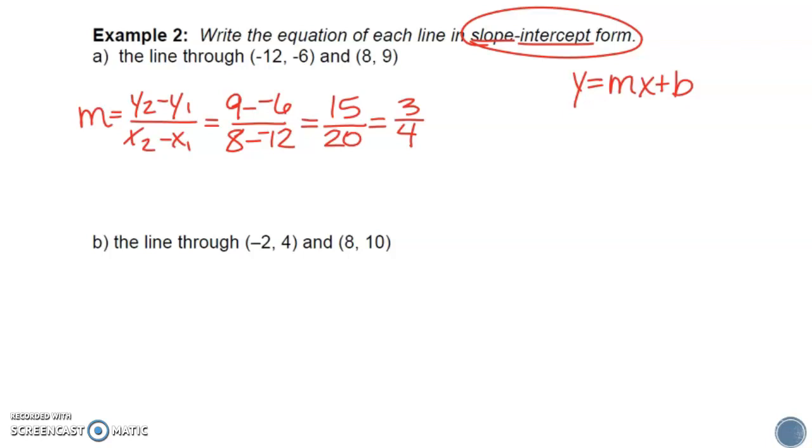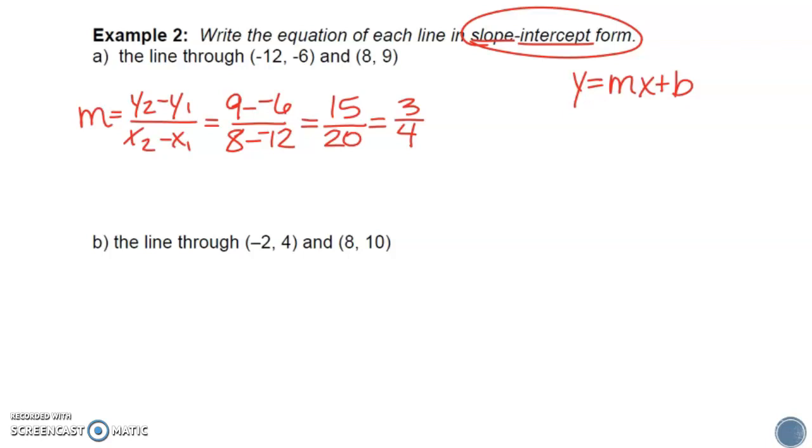I have a couple different options from here. I can either plug this directly into slope-intercept form using one of my points and then solve for b, or I can use this slope and put it in point-slope form with one of my points and then solve to get my equation in slope-intercept form. So I'm going to do one of each option.